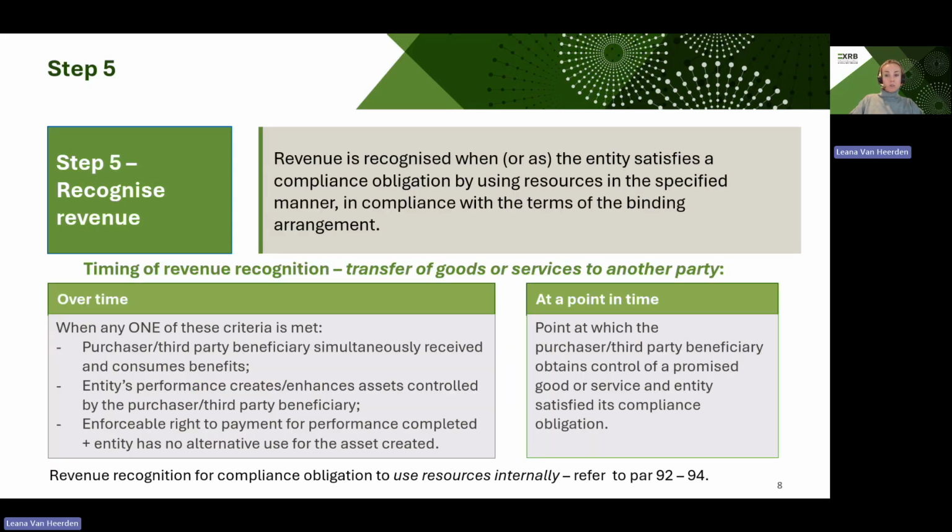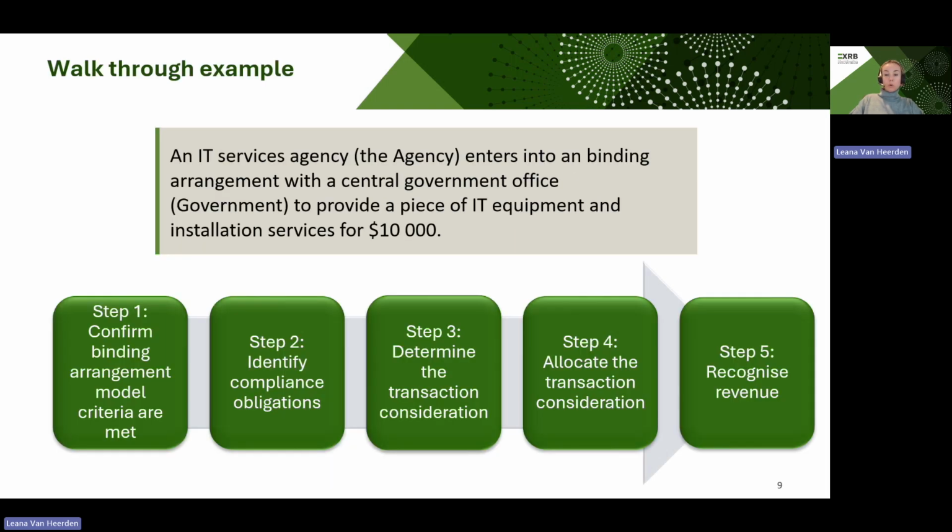Step 5 is the final stage to recognizing the revenue. Revenue can either be recognized over time if any one of the criteria on the slide is met, or alternatively, if not over time, the revenue is recognized at a point in time, when control of a promised good or service is transferred to the other party and the compliance obligation is satisfied in full. The key idea is that revenue follows the satisfaction of the compliance obligations, either steadily over time or at a single point. We'll now do a high-level walkthrough of an example.